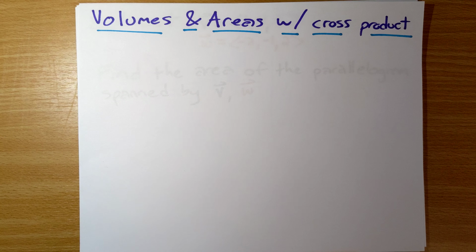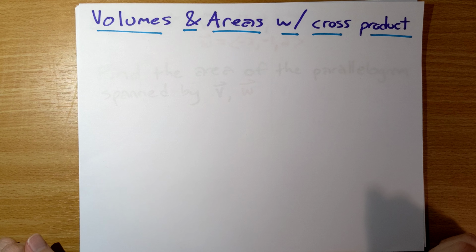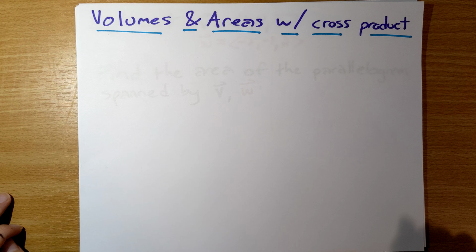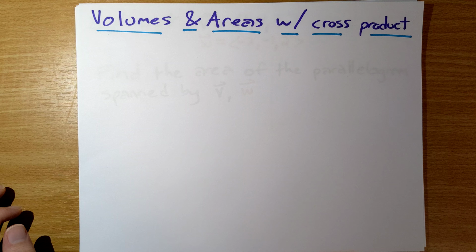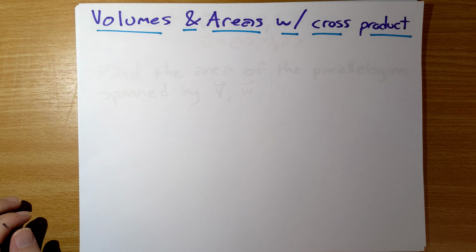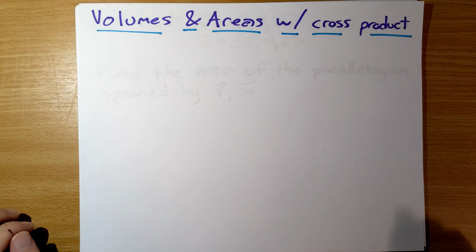Last topic here in section 12.4 on the cross product is how do we use the cross product to compute volumes and areas of certain geometrical figures. How do we compute these using cross products? The things that we're going to compute are volumes of parallelepipeds, I'll tell you what that is in a second, and then areas of parallelograms and triangles.